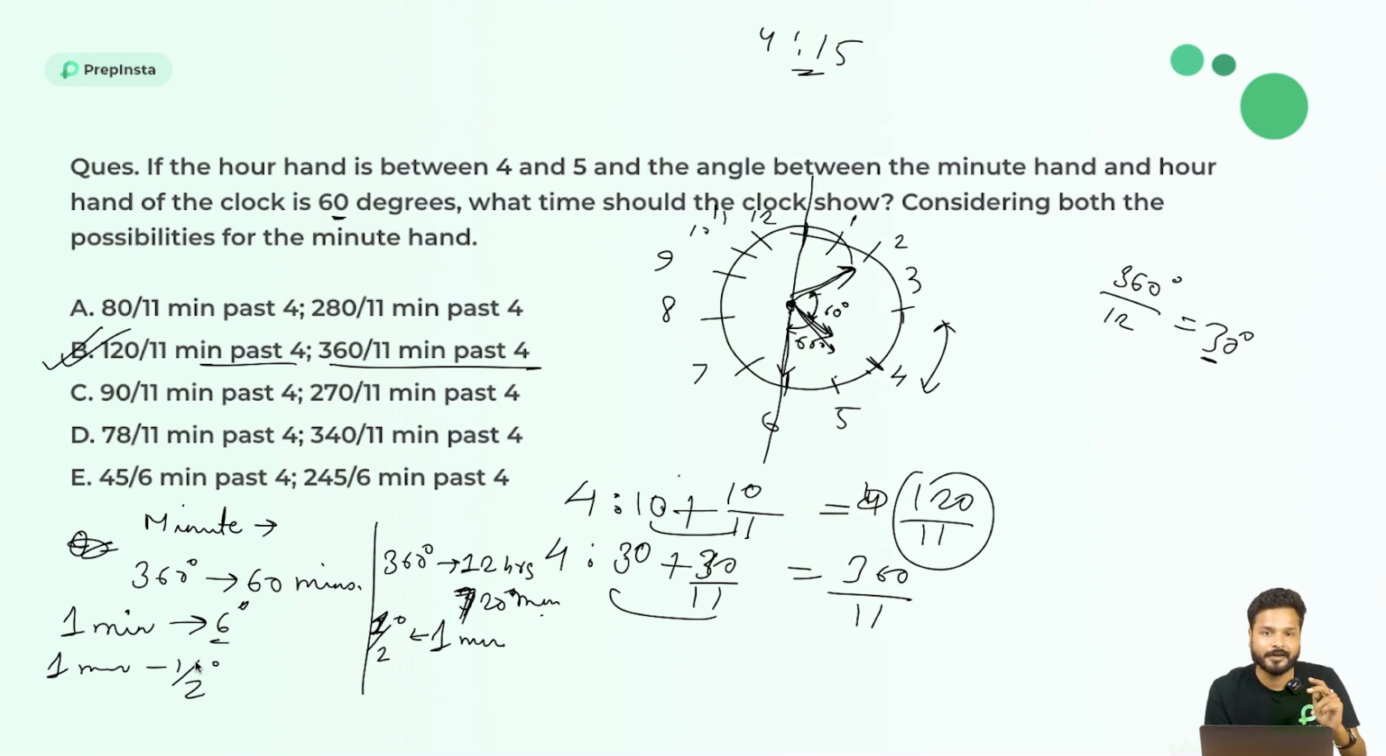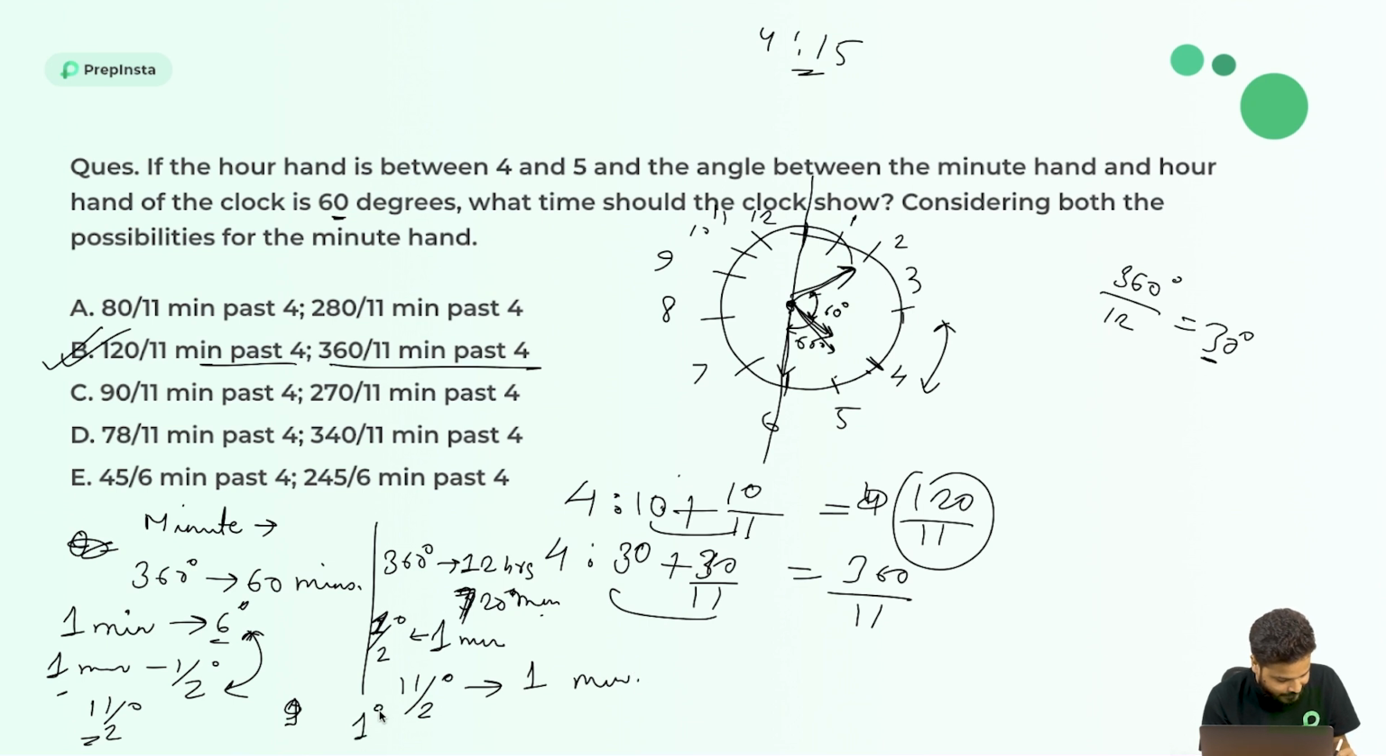So guys, every 1 minute, what is the angle formed? If I say both the minute and the hour hand are at 12 exactly now, and I've started the clock, every 1 minute there would be a relative angle formed between them, right? Because the minute hand will go 6 degrees, but the hour hand will only go half a degree. So what would be the relative angle between them? 6 degrees minus half degree, that is 11 by 2 degrees. So 11 by 2 degrees are formed in 1 minute.